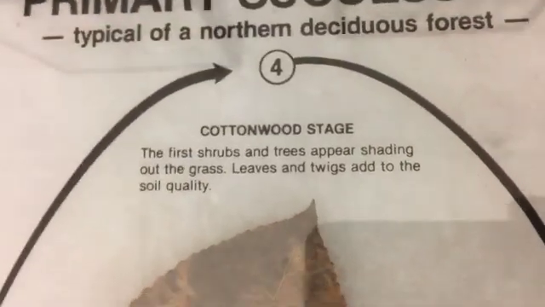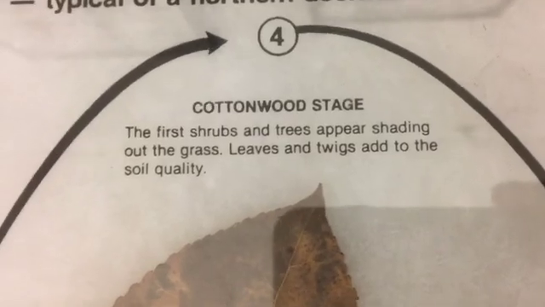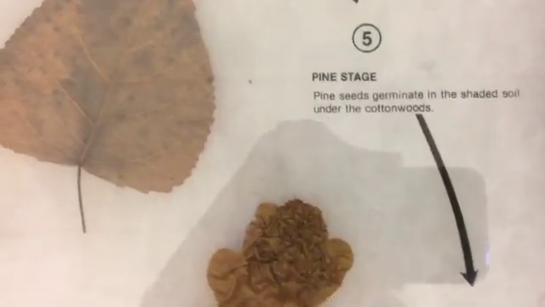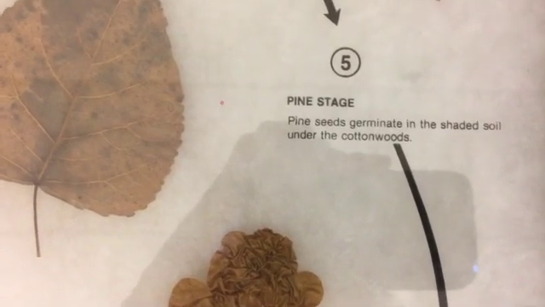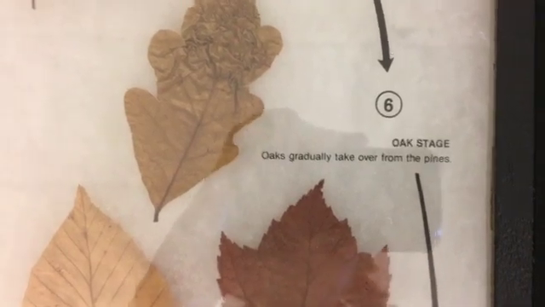In step four, you got the cottonwood stage, where the first shrubs and trees appear, shading out the grass. Leaves and twigs add to the soil quality. In step five, you essentially have the pine stage, where pine seeds germinate in the shaded soil under the cottonwoods. But then in stage six, you have the oak stage, where oaks gradually take over from the pines.